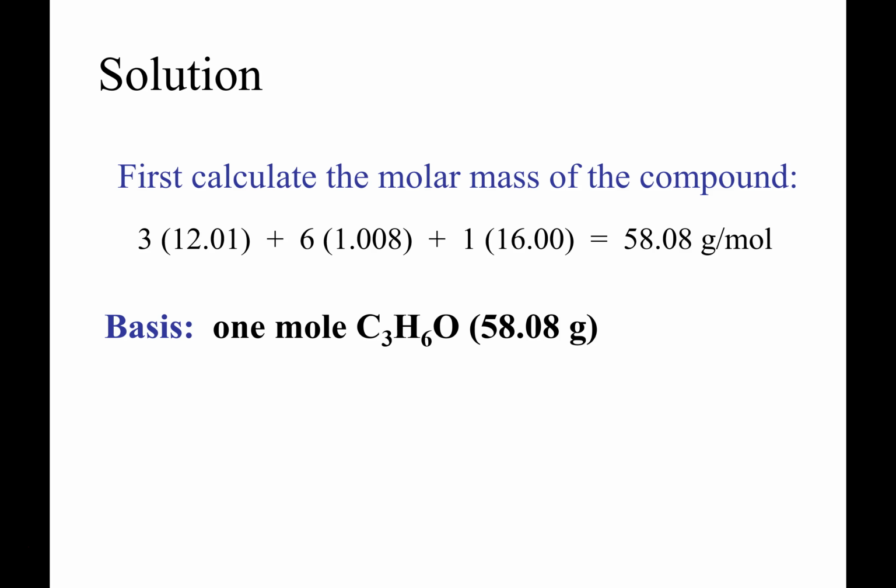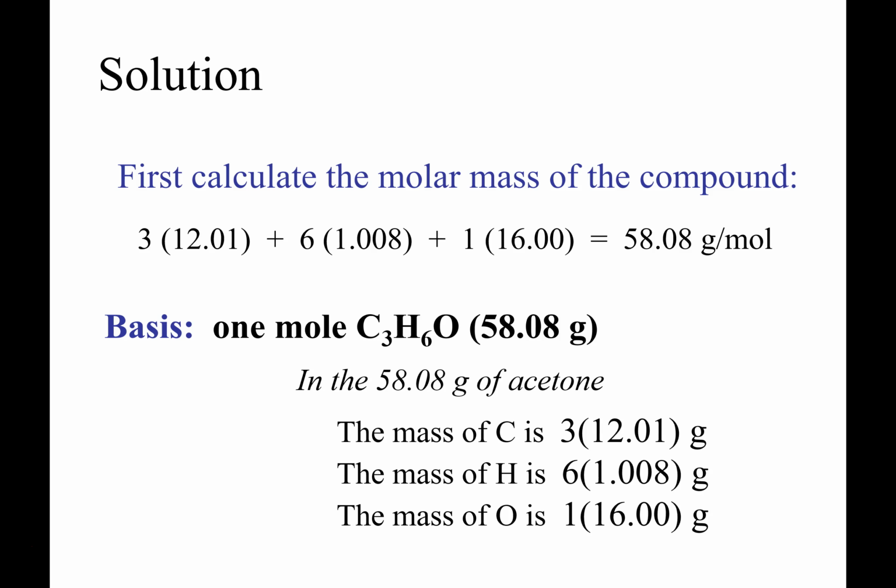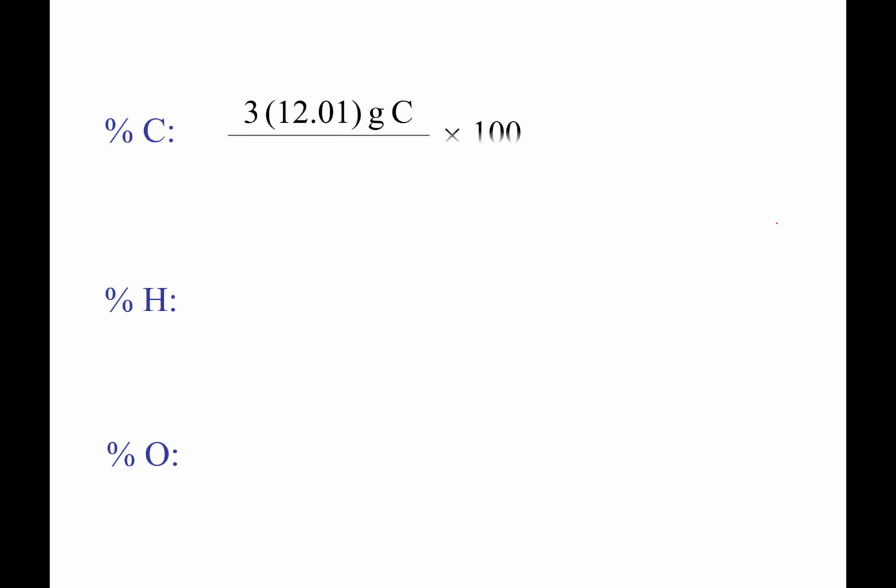So we kind of took it as a 1 mole basis then. In 1 mole, that's the mass of acetone you'll have. Well, the amount brought by each element is this: the carbon is 3 times 12.01, the hydrogen is 6 times 1.008, the oxygen is 1 times 16.00. Okay? So if we want a weight percent of each of those, what you're going to see on the next slide is simply to take these individual masses and divide by this mass. So it looks like this.